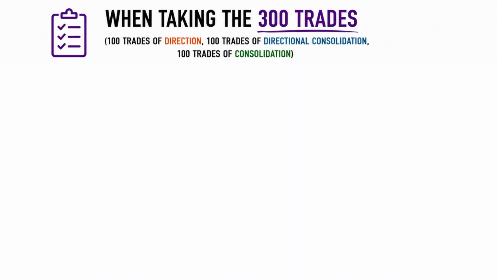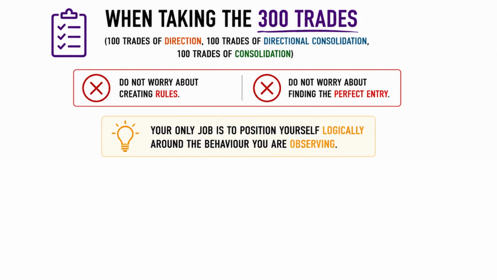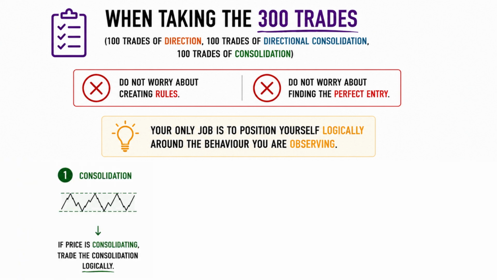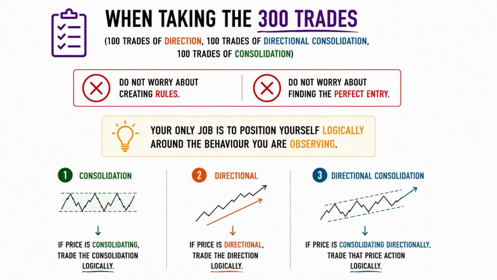When taking the 300 trades, do not worry about creating rules and refining your entries or anything like that. Your only job is to position yourself logically around the behavior you're trading. If price is consolidating, trade the consolidation logically. If price is directional, trade the direction logically. If price is consolidating directionally, trade that price action logically.